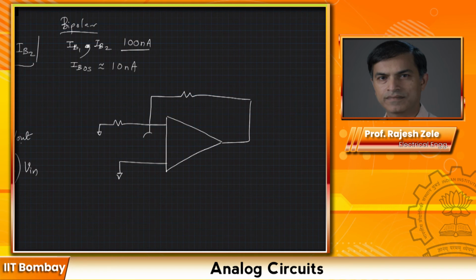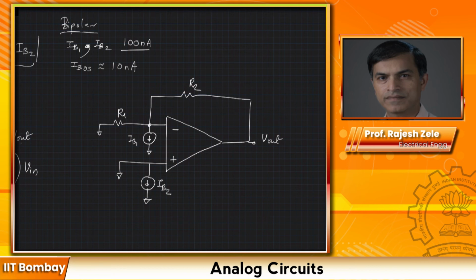And here we have IB1, and here is our IB2. This is minus and this is plus. So I have removed the input voltage and I have only put in IB1 and IB2, and we're going to see what happens at the output.